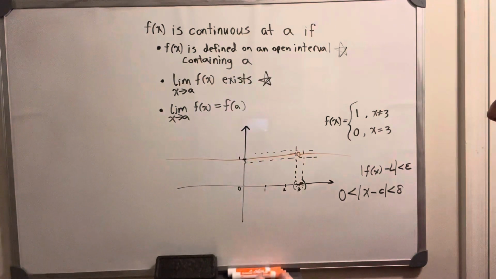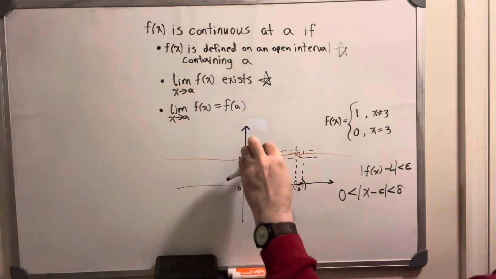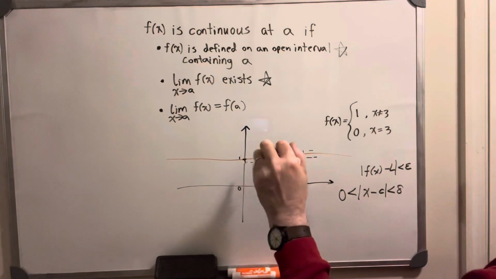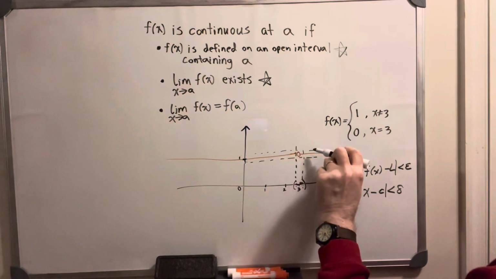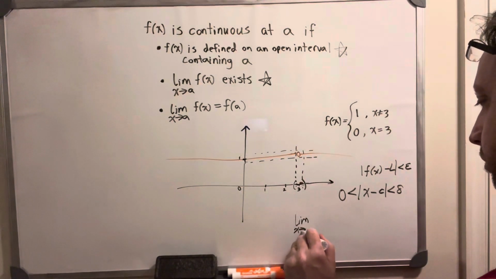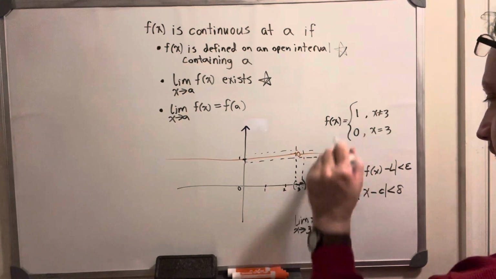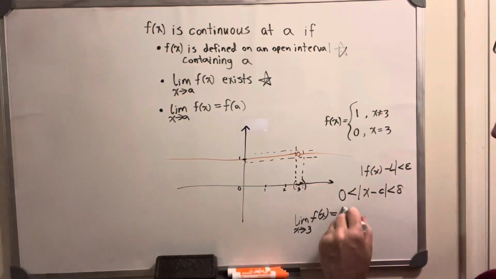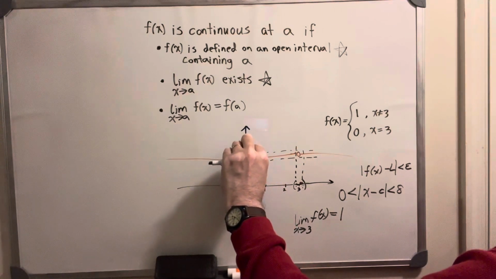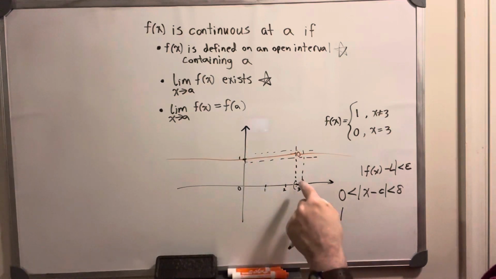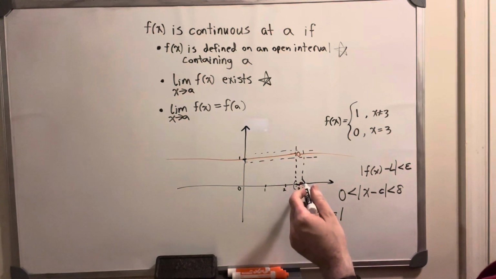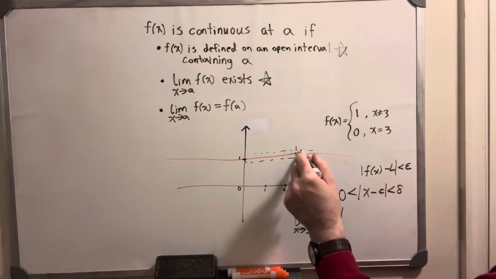But this one, as we can tell visually without doing the epsilon delta definition, we can tell that the limit as x approaches 3 from the left or the right of this f of x is equal to 1, because that's the value that you can make as close, within epsilon, so that if x minus 3 is less than a delta, then the value will be in this region.